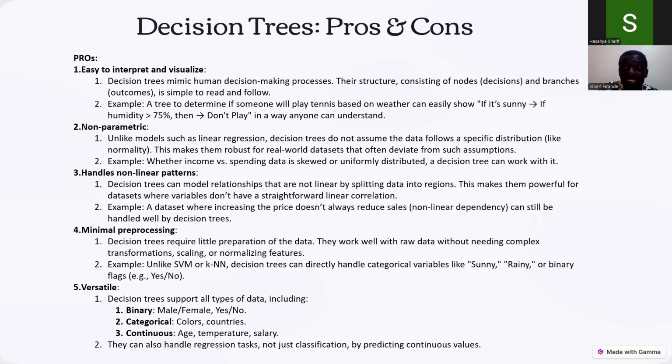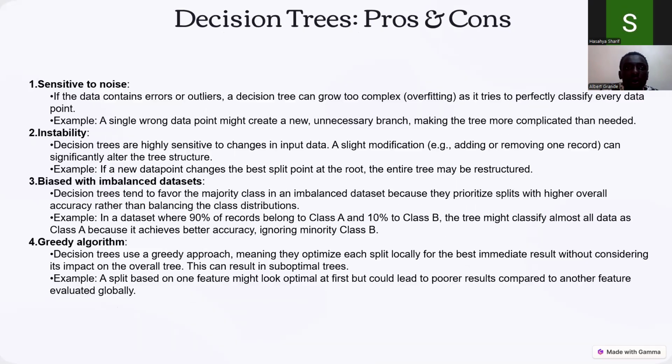That's the continuous data. So these decision trees can handle all those types of data, and they can also handle regression tasks, not only classification, and they can predict continuous values. And so next, we have the cons. They are sensitive to noise. If data is not very clear, it can grow. Remember, these are trees, so it may create very many branches to try to fit it perfectly, to make a better description.